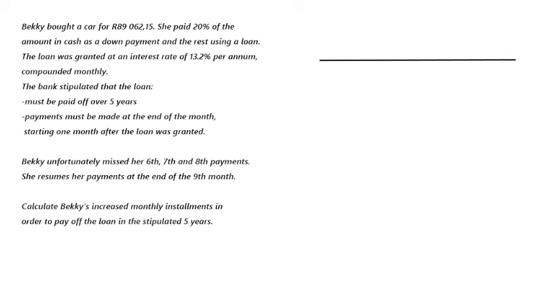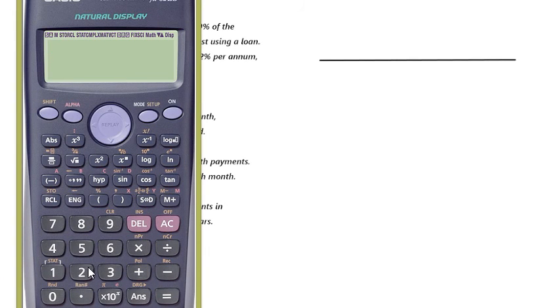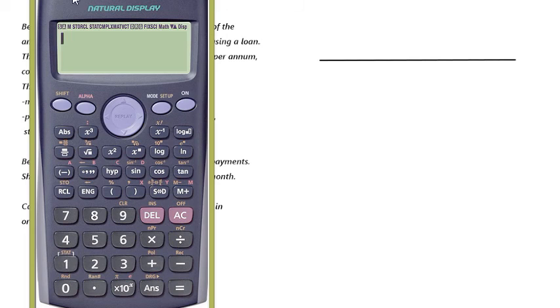So we'll start off with just the basic calculation, which is to calculate her actual loan amount. Her actual loan amount is going to be the value of the car minus her down payment. So on our calculator, we're going to have 20%, which is 0.20, times the amount of the car, and we get 17,812 rand and 43 cents.